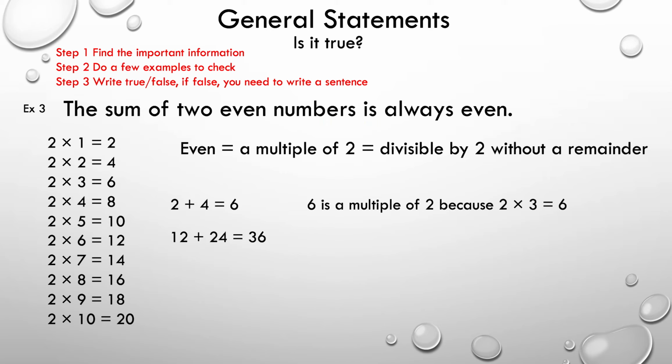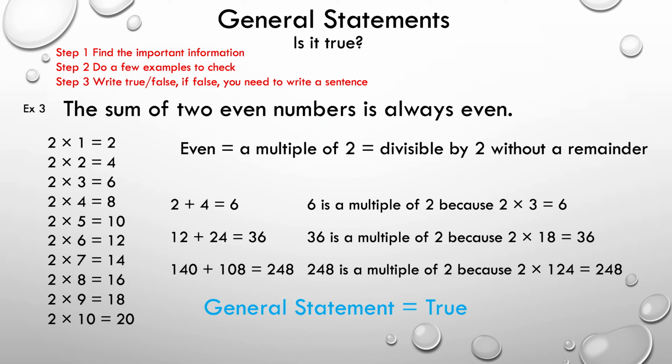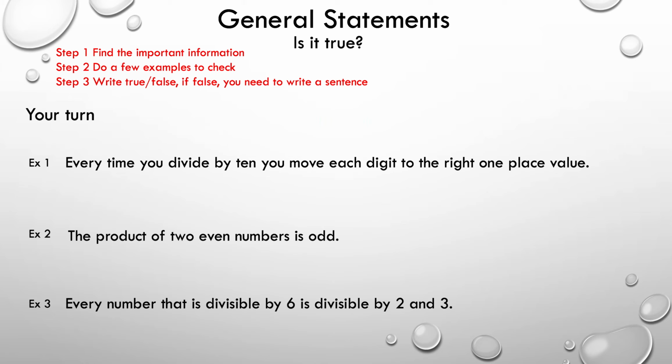Next, we're going to pick two-digit numbers. So 12 plus 24 is 36. 36 is a multiple of 2 because 2 times 18 is 36. Finally, we're going to pick three-digit numbers. So 140 plus 108 is 248, and 248 is a multiple of 2 because 2 times 124 is 248. So we picked a wide variety of numbers, and therefore we can say that this general statement is true.